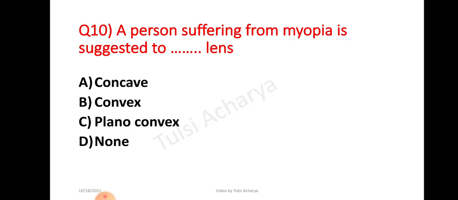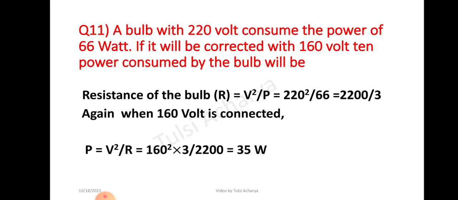A person suffering from myopia is suggested to use. A person suffering from myopia is suggested to use a concave lens. A person suffering from hypermetropia is suggested to use a convex lens. Now let's move to question number 11.